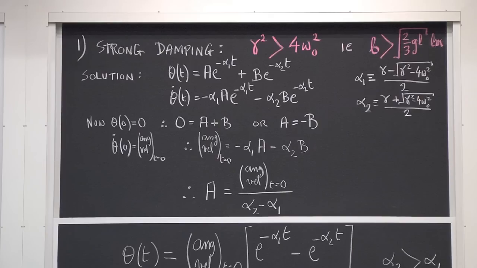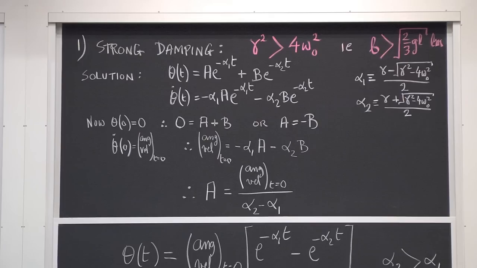In this formulation, you see that alpha 1 and alpha 2 include a square root of gamma squared minus 4 omega squared. We had no problem with that when gamma squared was greater than 4 omega squared. You can take a square root of it. But if gamma squared is less than 4 omega squared, that is the square root of a negative number. And how is that going to represent a physical situation? So the method breaks down.